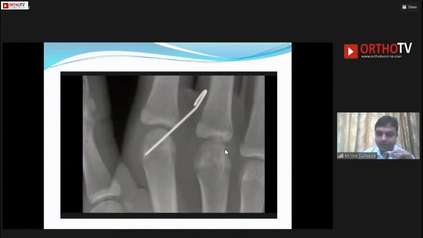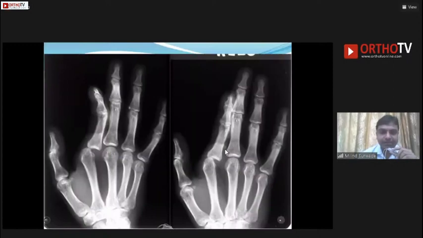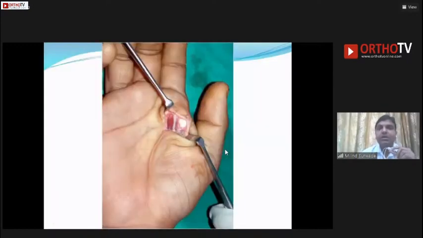Another case I got from Dr. Hemant Patankar sir. This is again a young chap with a hyperextension injury, presenting almost 10 days after the injury. This was approached through a Volar approach. This is the X-ray. There is no obvious osteochondral fragment on this X-ray, so both approaches are okay, and in this case the Volar approach was taken.